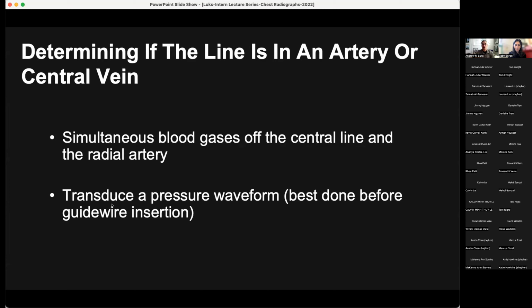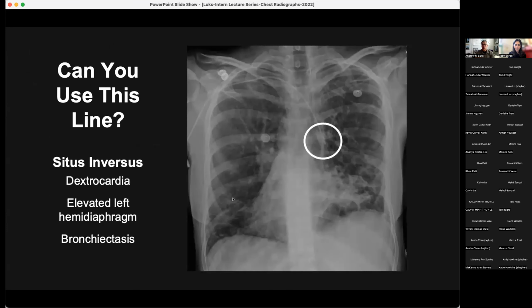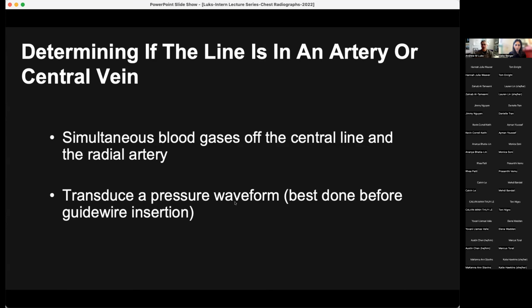The other thing you can always do is transduce pressure off of the central venous catheter. And if you see an arterial pressure, well, guess what? You've got an arterial placement. But if you've got a much lower venous pressure waveform, then you've got a central venous catheter. And ideally, you're going to be transducing pressures at the time of placement of the catheter so you can avoid any uncertainty as to whether you're in an arterial or venous position.